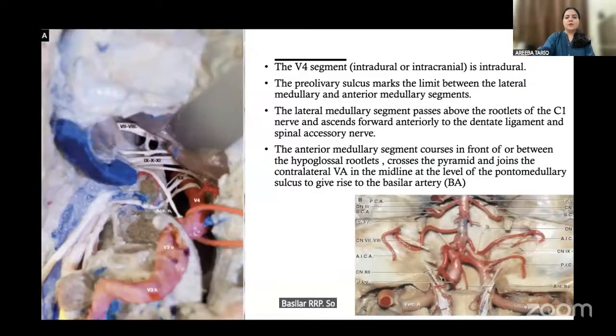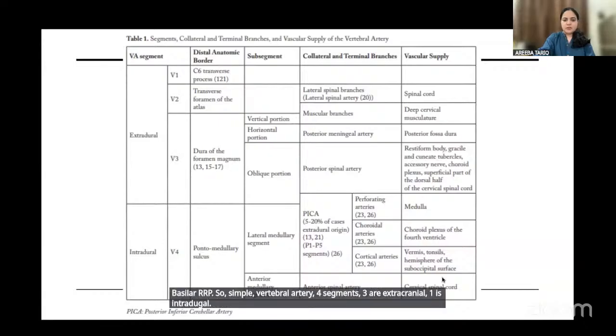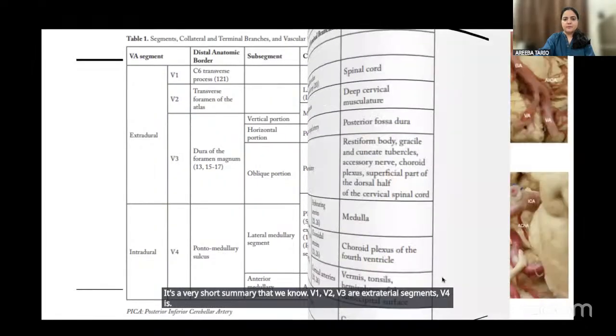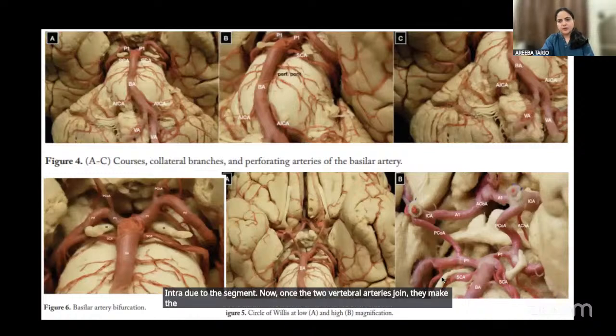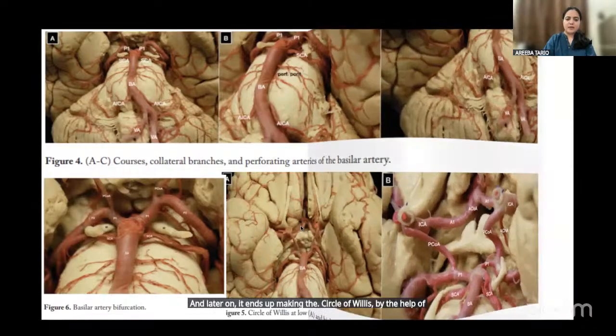So simply, the vertebral artery has 4 segments: 3 are extracranial, 1 is intradural. It's a very short summary. V1, V2, V3 are extradural segments, V4 is the intradural segment. Once the two vertebral arteries join, they make the basilar artery. The basilar artery runs on the surface of the pons and gives rise to the superior cerebellar artery, and later on it ends up making the circle of Willis with the help of the PCAs bilaterally.